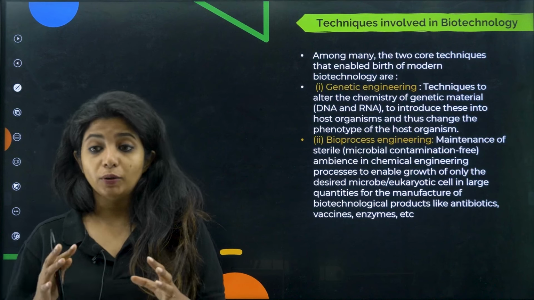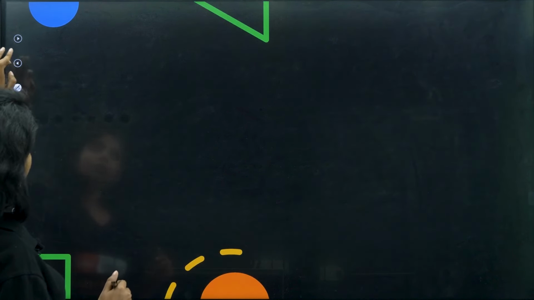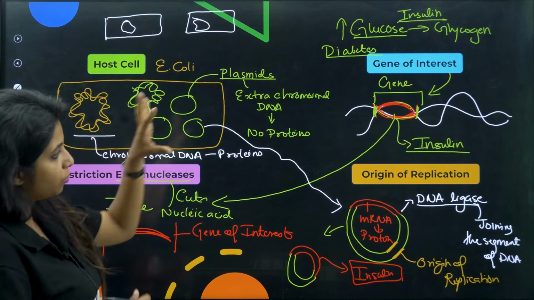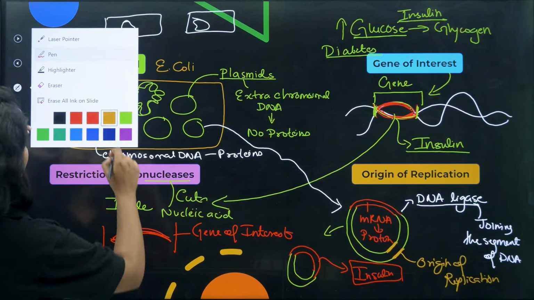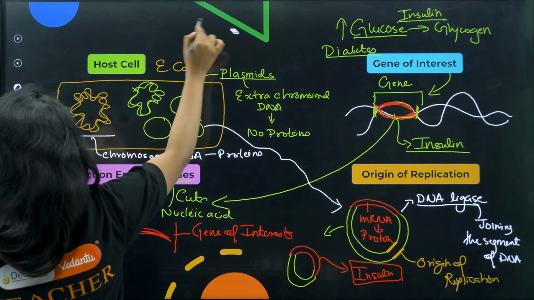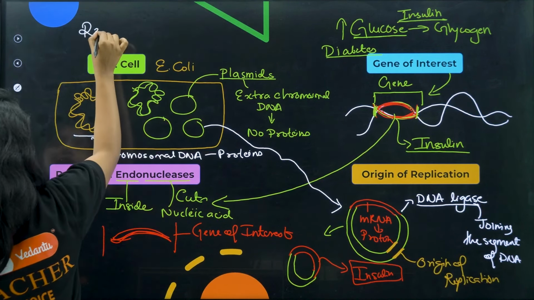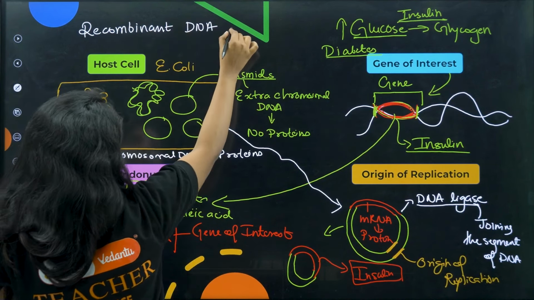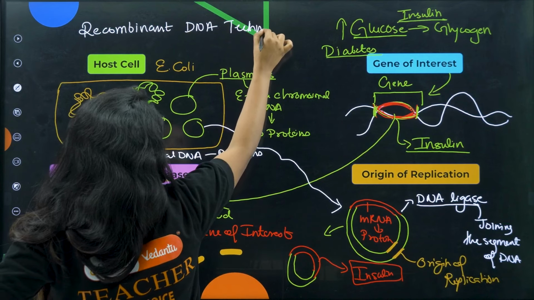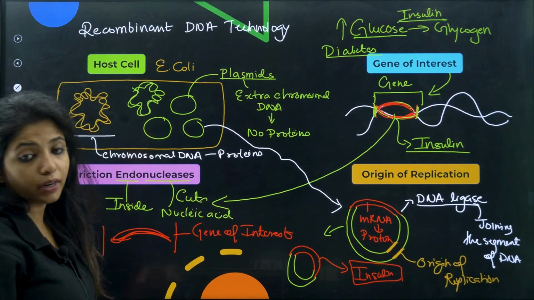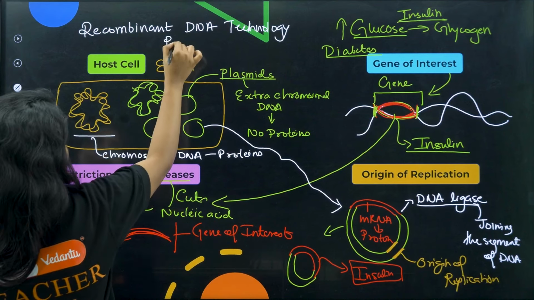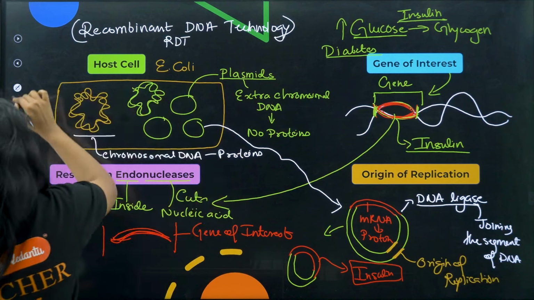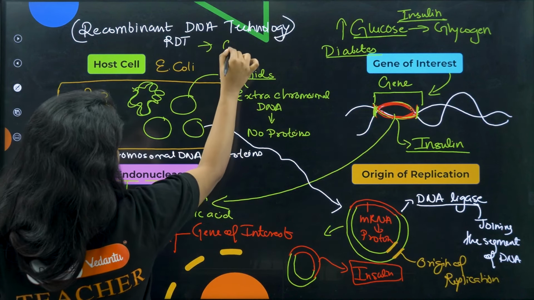So, techniques involved in biotechnology. Over here, the thing that you studied, no? Yes. What do you call this procedure? I said about a lot of things. All together, what do you call this procedure? You call this procedure recombinant DNA technology, or RDT. Okay. Apart from that, you also call this procedure genetic engineering.